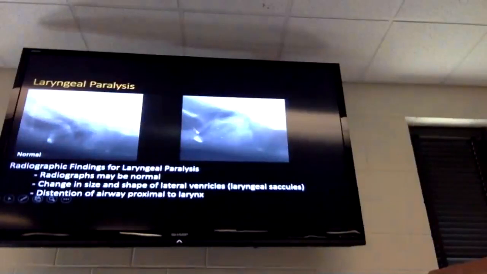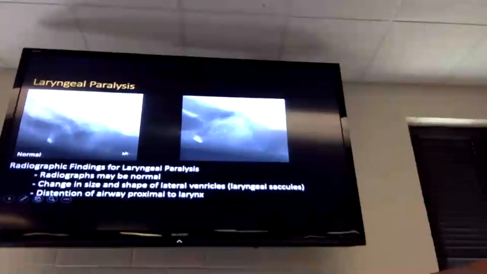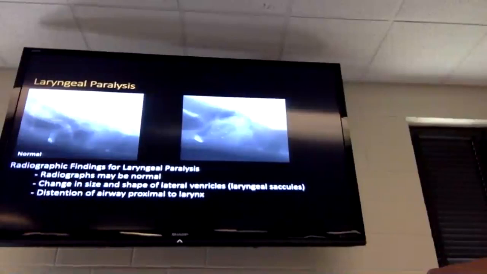But sometimes we see a difference in the distension of the laryngeal saccules. So this is normal and you can identify the saccules here. Compare it with this one. Does it look more distended? I mean, this is very subtle. You may miss that too. So for laryngeal paralysis, it's recommended you do a laryngoscopic examination. But you may see some changes that suggest there could be laryngeal paralysis. Okay.